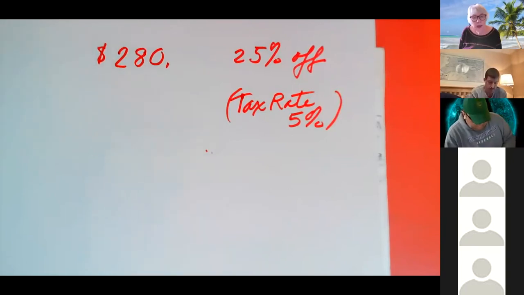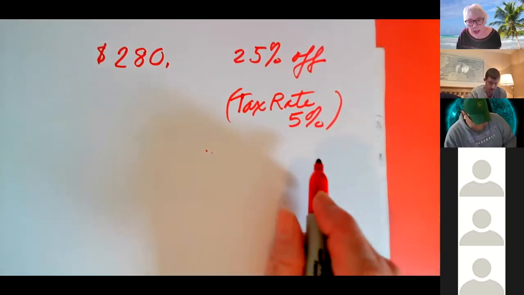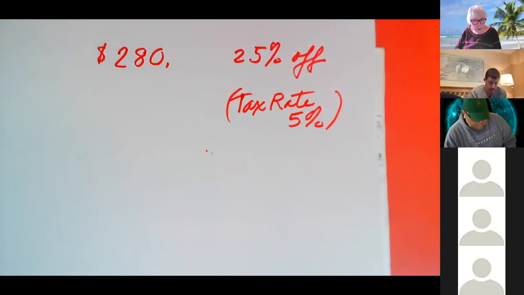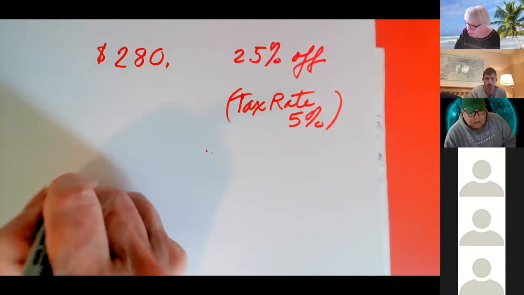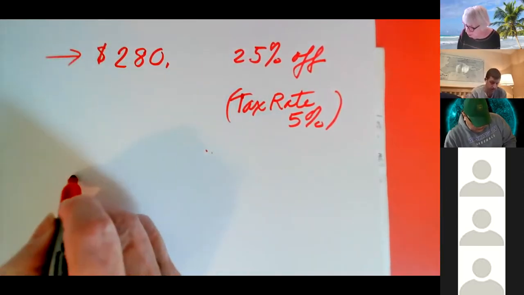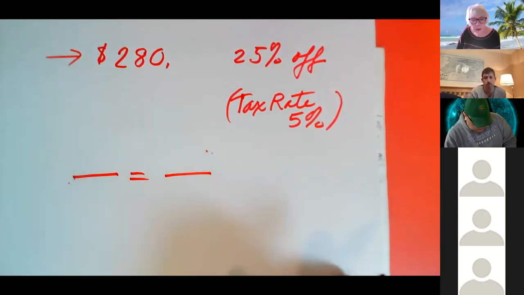Okay, so we're going to get the sale price, but we're also going to have the tax rate, which is 5%. So let's deal with the sale price first.